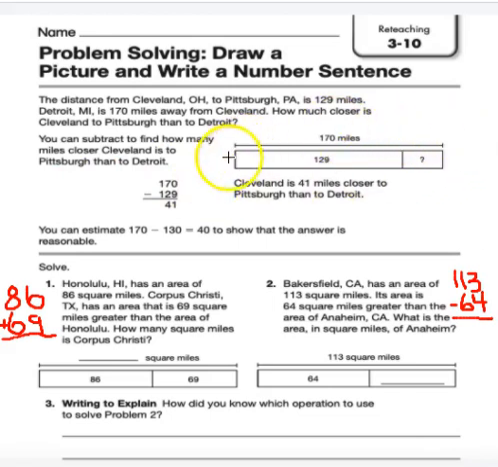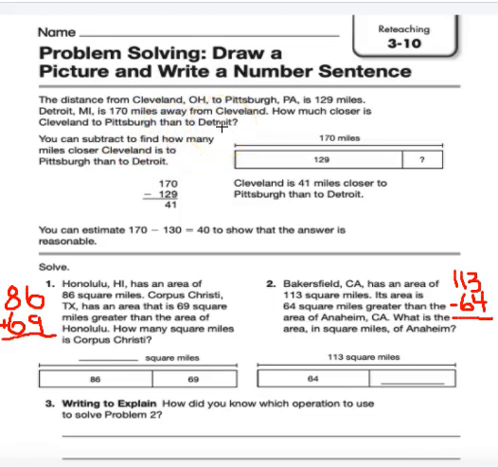And they're wanting you to draw a picture using that old part-whole chart from second grade, first grade that you've used in the past. So the distance from Cleveland, Ohio to Pittsburgh, PA is 129 miles. Detroit, Michigan is 170 miles away from Cleveland. How much closer is Cleveland to Pittsburgh than to Detroit?